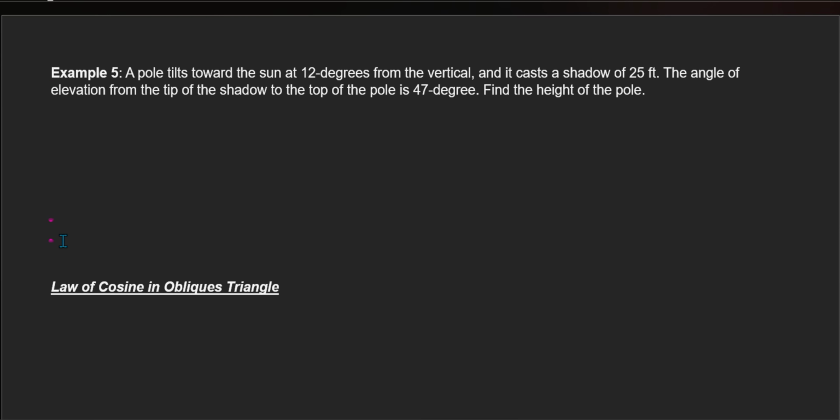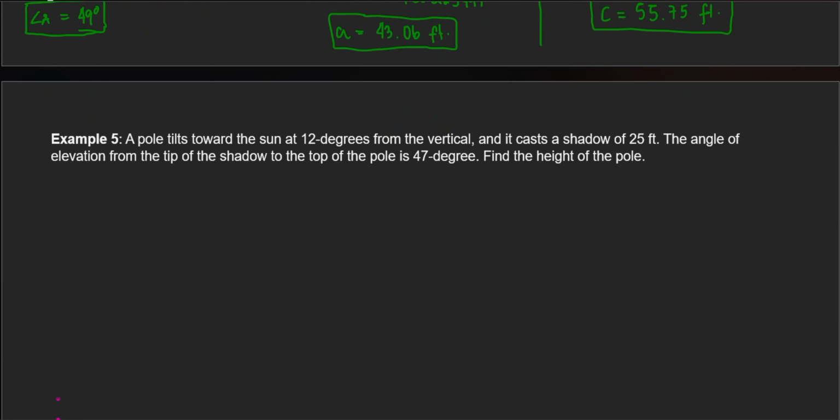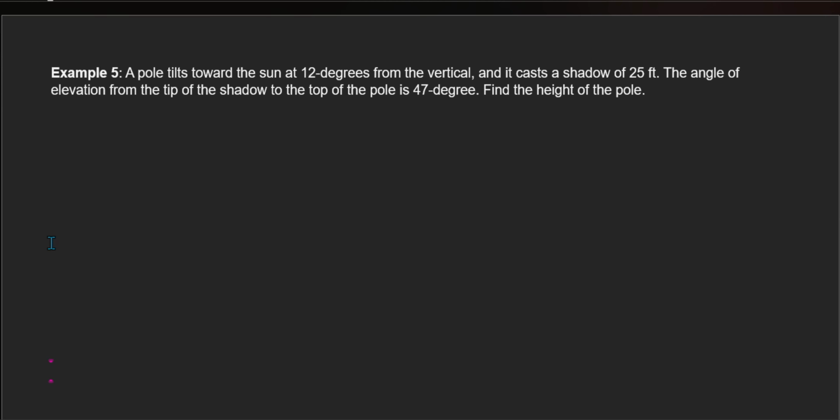Okay. For example, this one. So, a pole tilts towards the sun at 12 degrees from the vertical and it casts a shadow of 25 feet. The angle of elevation from the tip of the shadow to the top of the pole is 47 degrees. Let's find the height of the pole. Now, ibig sabihin, yung pole daw is nag-tilt toward the sun.